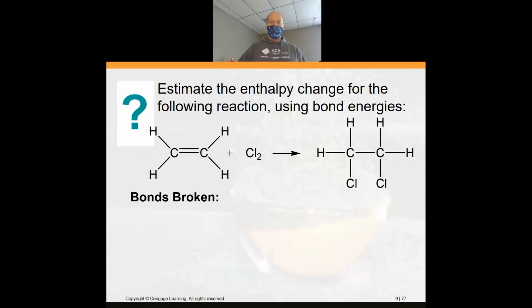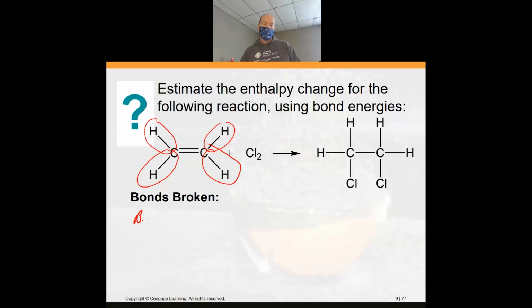All right, so here we have to identify what we are going to break. The easiest way to not make any mistakes is to break everything and to make everything. If you take any shortcuts, you can get the wrong answer. Note that if we look at a CH single bond, we're going to break 4 of them. Everything on the left is breaking, and we're going to form everything on the right.